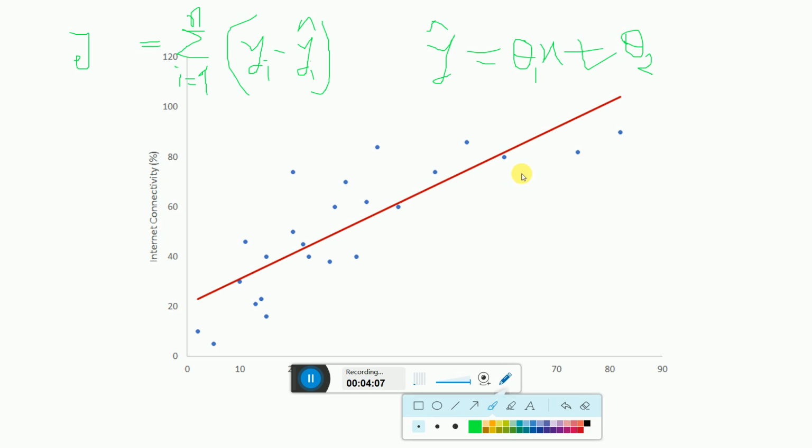For this straight line, we don't know what should be the value of theta 1 and theta 2. So how can we find this theta 1 and theta 2? To find them, initially I will take any arbitrary value, and then I will take the help of the gradient descent method. So let's see what the gradient descent method is.